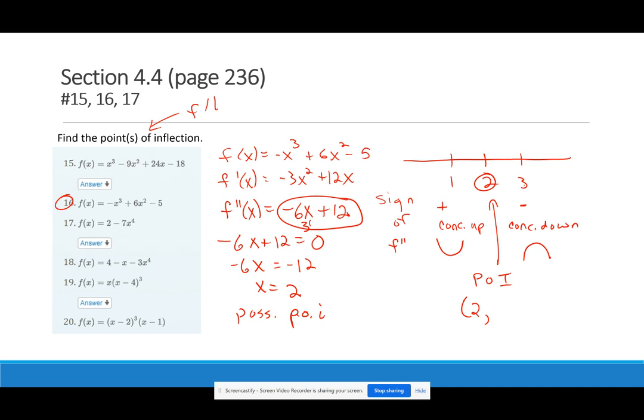And the last thing I need is the y-coordinate of that point. Now look, don't plug the 2 into the second derivative. You'll just get 0. To find the y-coordinate of that point, you plug it into the original function, plug in 2 for x, and you find the y-coordinate matched up with it. So that turns out to be negative 8, 6 times 4 would be 24, minus 5, and that's going to give you 11. And so your point of inflection would be (2, 11).